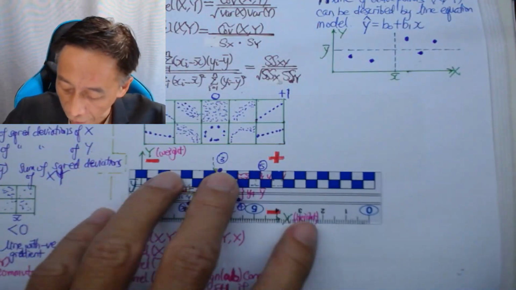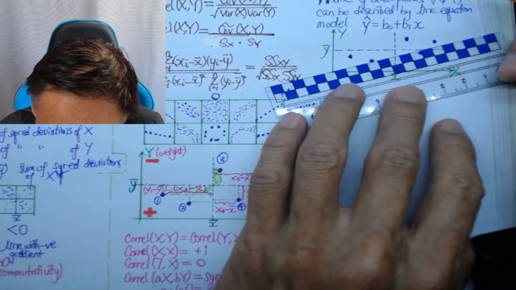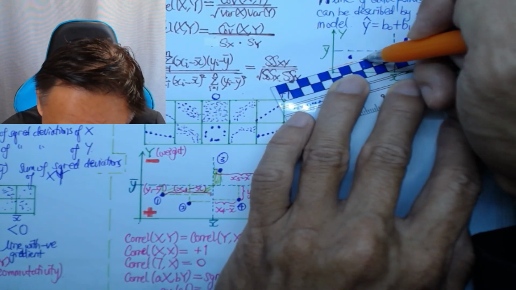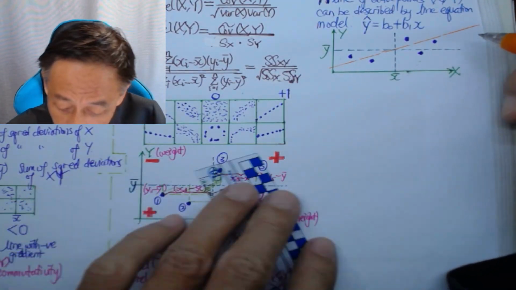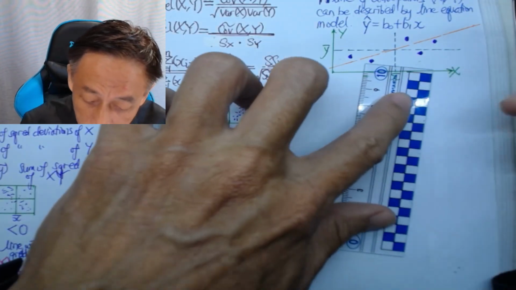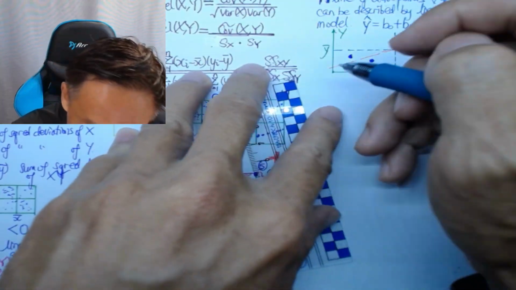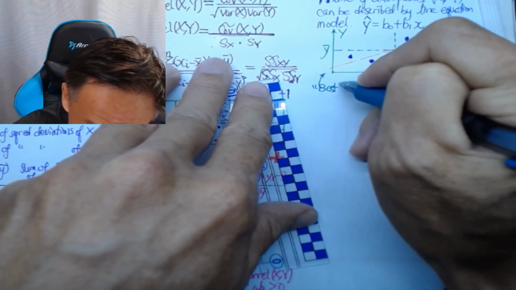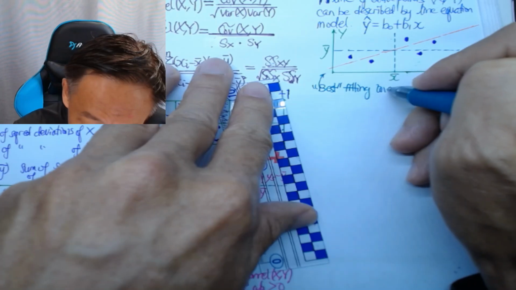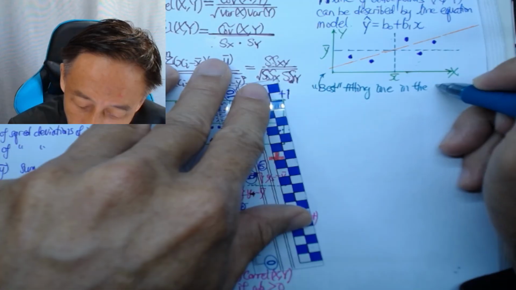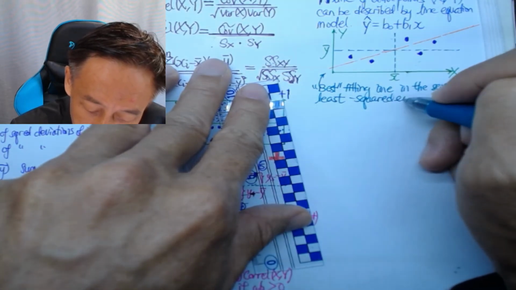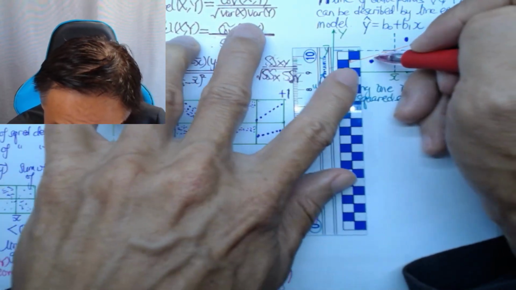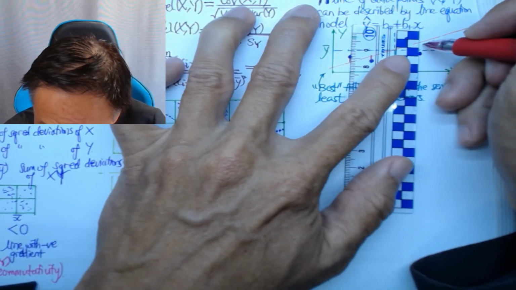Okay, so now I can have a line. Let me use this orange color. This is the line that best fits the given data. So we call this the least square fit, the best fitting line in the sense of least square errors. What's the least square error? Number one, this is the error. This difference is the error.